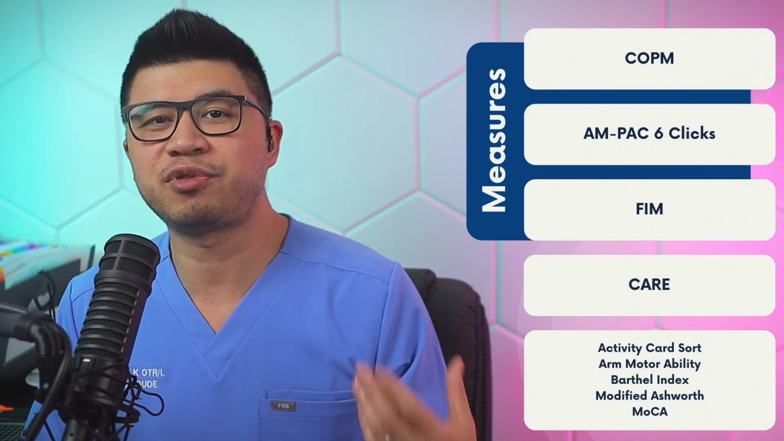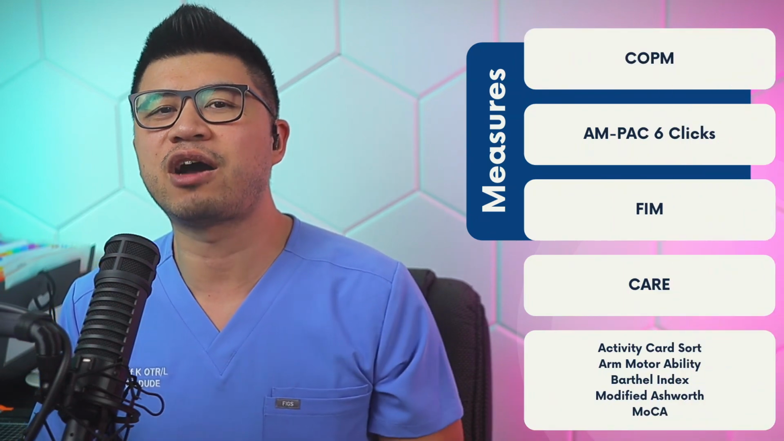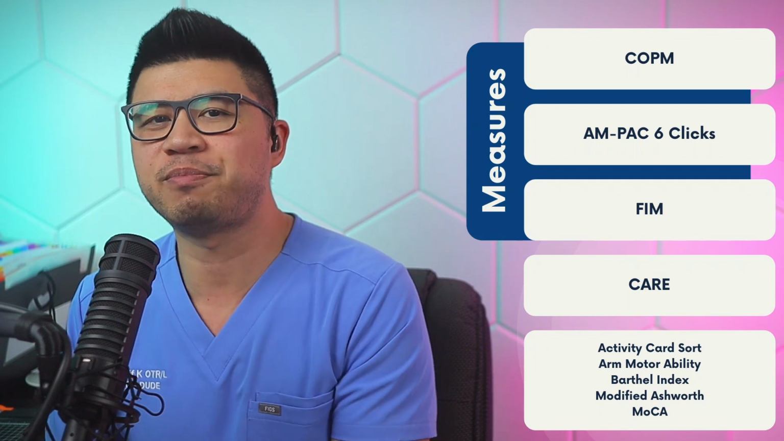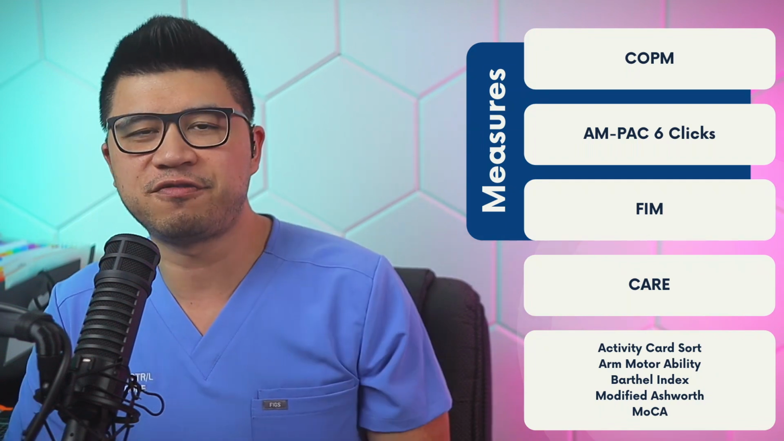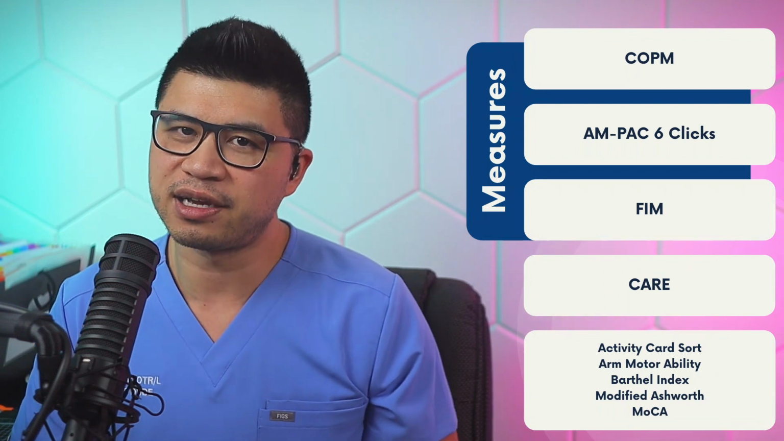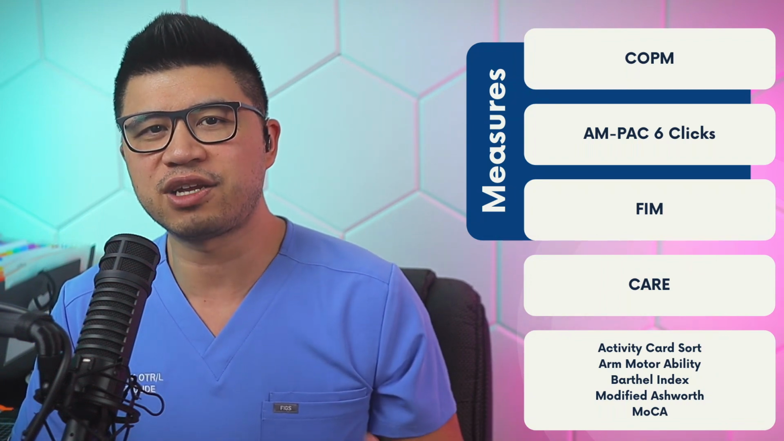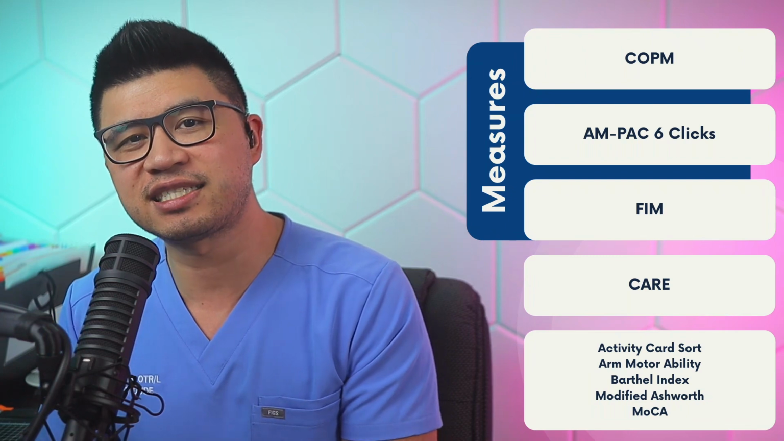How can you measure the effectiveness of OT for CVA? Well, the outcome measures are pretty easy to remember, I think. I mentioned the importance of a top-down approach, so the Canadian Occupational Performance Measure, COPM, and Activity Card Sort are good ones to use. For ADLs in self-care, as well as general functioning, in acute care, the AM-PAC 6 Clicks is very popular.